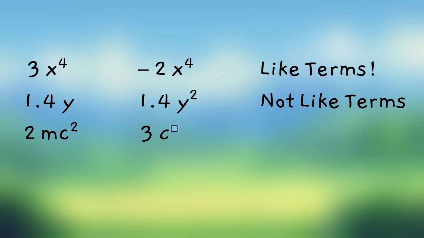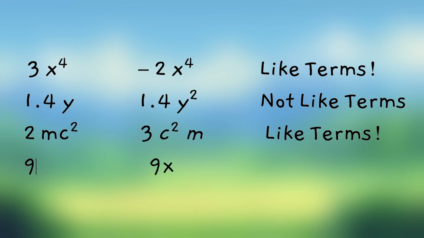2mc² and 3c²m. They are like terms. This one's a bit tricky. The numbers and variables are all multiplied together, and the variables and the exponents are the same. Just because the variables are in a different order doesn't matter. mc² equals c²m. 9 and 9x. Not like terms. The first term does not have a variable, but the second term does.